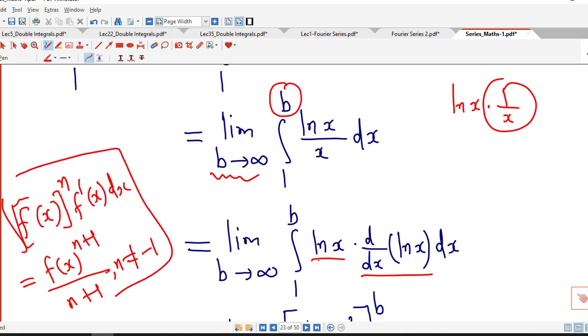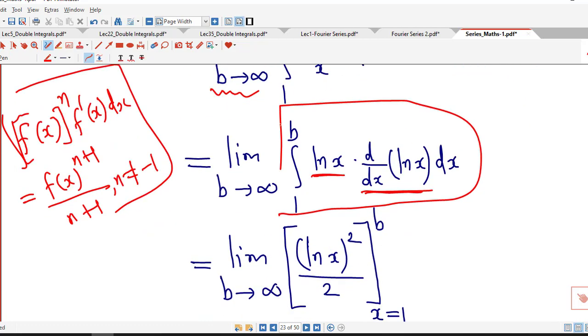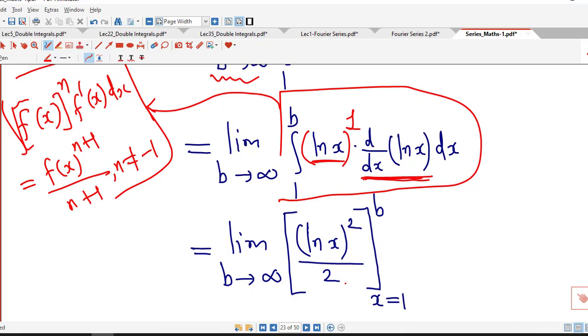So here we have f(x) equal to log x and we have its derivative in the product. So we can have the value of this integral equal to log x whole square divided by 2. So we have used this formula. f(x) is log x, its derivative is 1 by x, which is written as d by dx of log x. So this is equal to f(x) raised to n plus 1. Now here the power of log x is 1, so log x raised to 1 plus 1, which is 2, divided by 2.